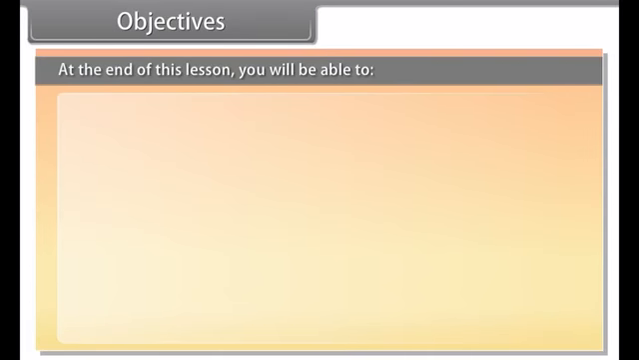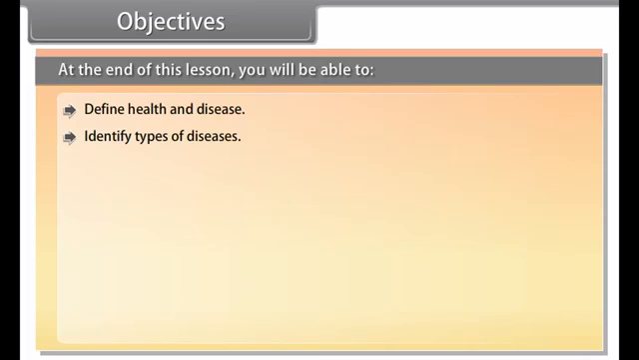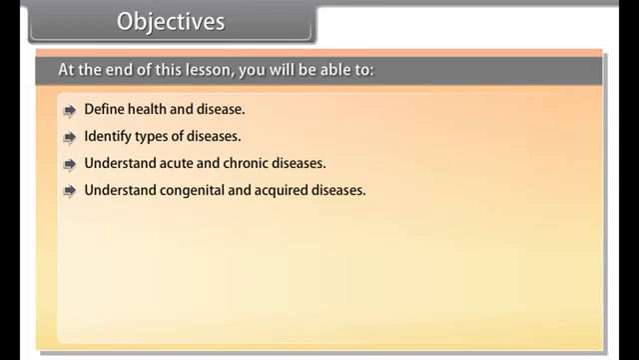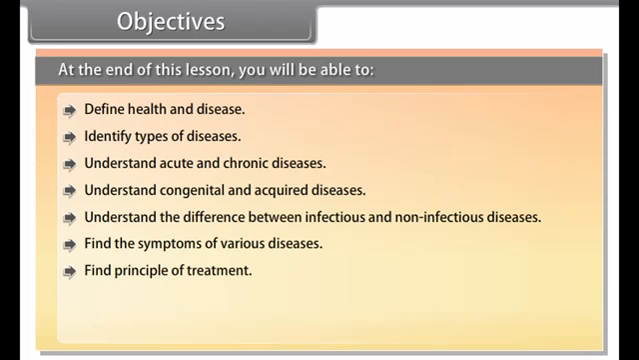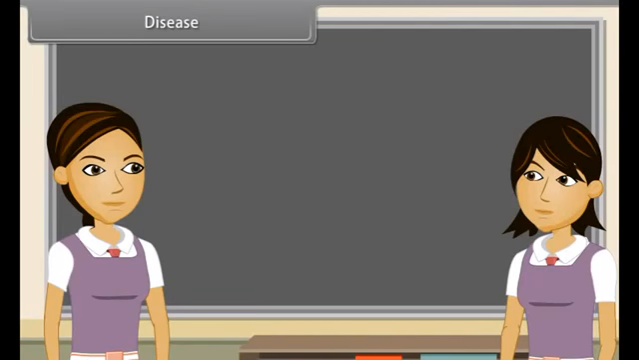Objectives. At the end of this lesson, you will be able to define health and disease, identify types of diseases, understand acute and chronic diseases, understand congenital and acquired diseases, understand the difference between infectious and non-infectious diseases, find the symptoms of various diseases, find principle of treatment, find principle of prevention of disease, understand vaccination.